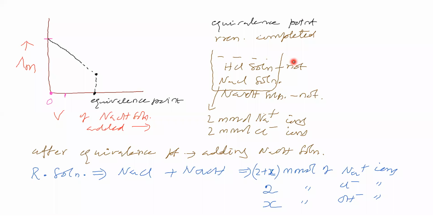Now we will see after adding sodium hydroxide what will happen. After equivalence point, we added sodium hydroxide solution, so we got a resultant solution. In the resultant solution, these ions are there. Of course, cations are moving towards cathode, anions are moving towards anode. Do you think that Cl- as well as OH- both carry current, or only Cl- carries current but not OH-? What do you think?